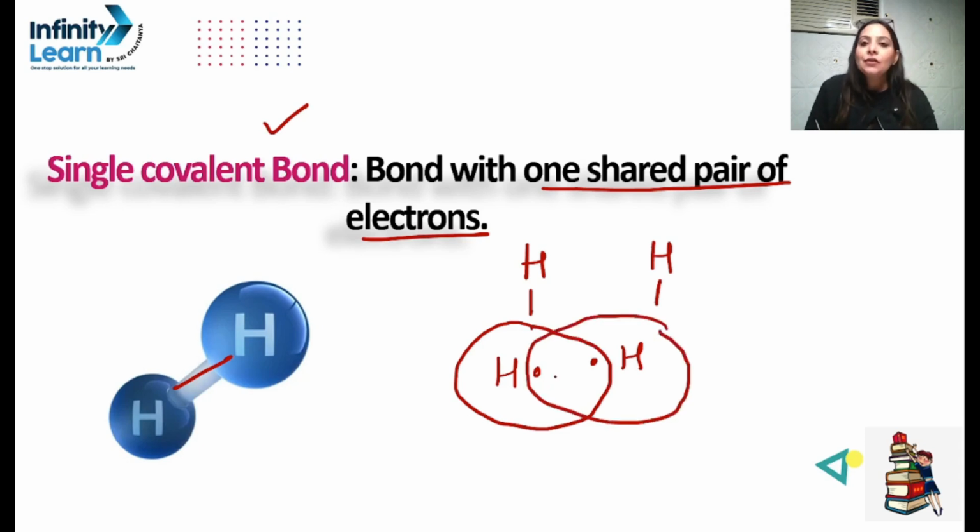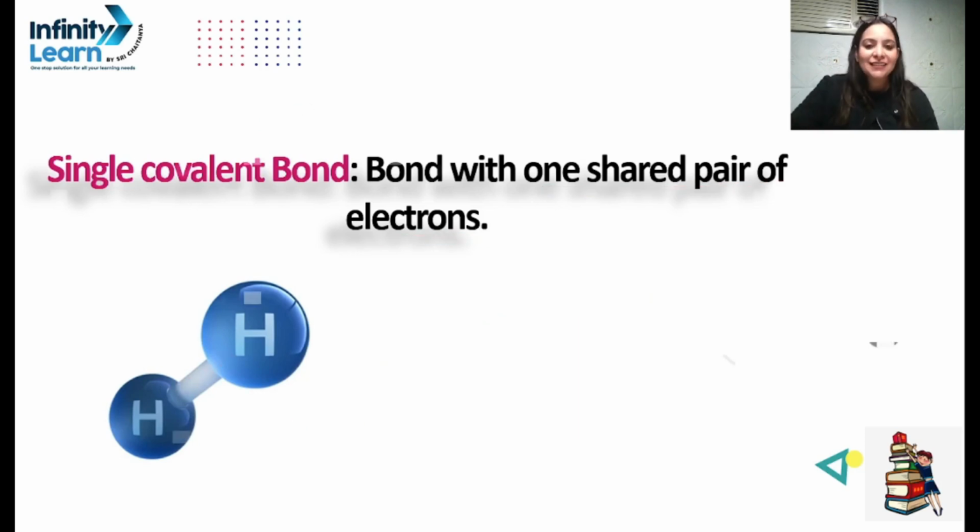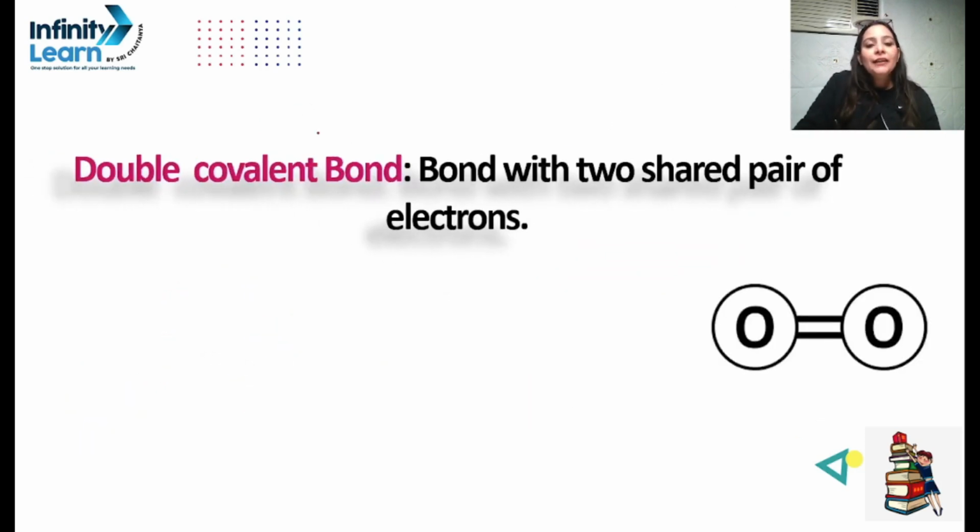So, how many electrons have they shared? There is only one shared pair. So, that is the reason it has one shared pair, one single bond. That is why you say that it has a single covalent bond. This is how you have to make it. Okay. Now, moving on to the double covalent bond.